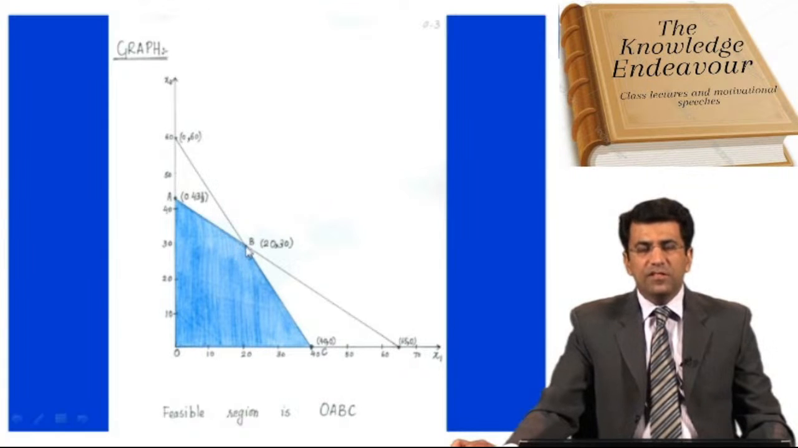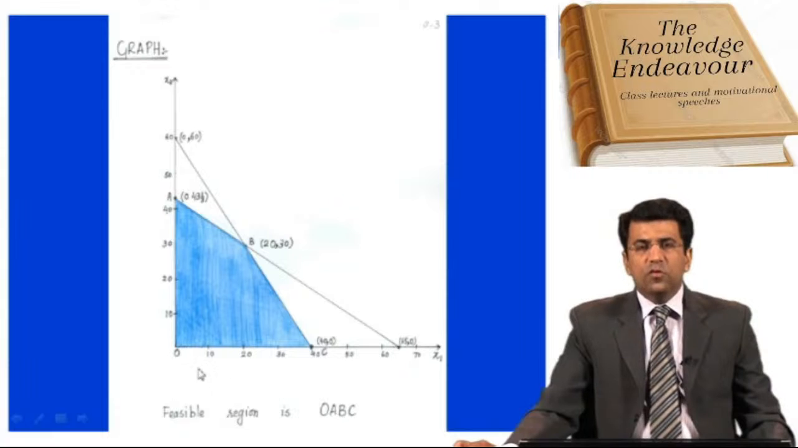So this point B is the point of intersection of both of these lines or constraints. The next feasible point in this particular case is that point C. At the point C, the value of the x coordinate is 40 and the value of the y coordinate is 0. So we have 4 corner points in this particular case, that is O, A, B and C.